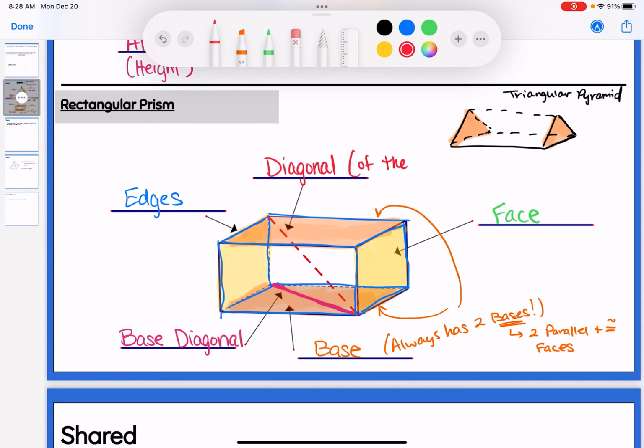So this we would just call the diagonal, or the diagonal of the prism. I apologize. Head to the choir room. All right, sorry, choir students. Head to the choir room.